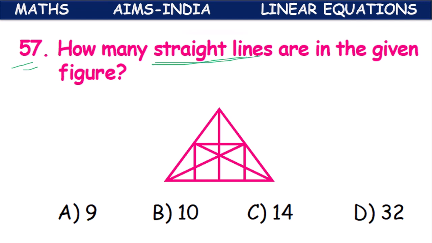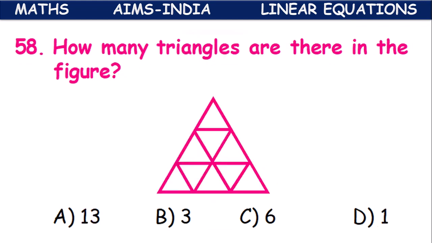Next one, how many straight lines are there in the given figure? So you have to count the straight lines here. Let's start from here. First straight line, second, third, fourth, fifth, sixth, 7th, 8th, 9th straight line. So we have 9 straight lines, children.